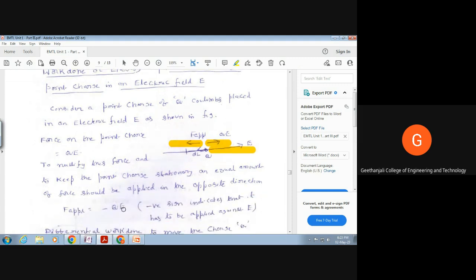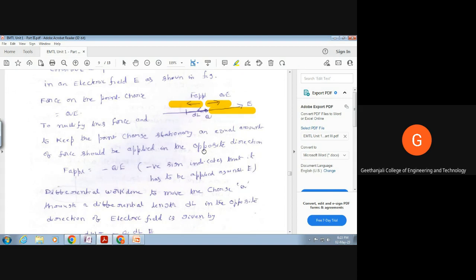This minus sign indicates that this force has to be applied opposite to the direction of electric field in such a way that the forces will be nullifying each other and the point charge remains stationary at the point. So F applied is equal to minus Q into E. Apart from that, if I want to move this point charge of Q coulombs through a differential length dl opposite to the direction of electric field, naturally I have to spend some energy.